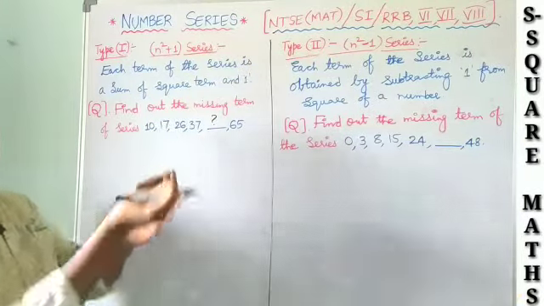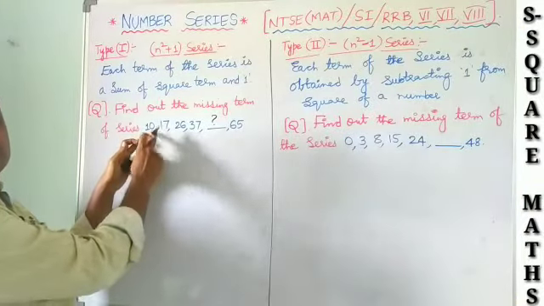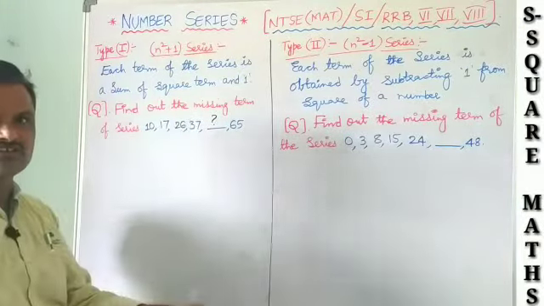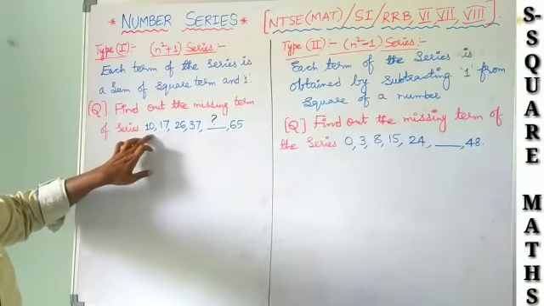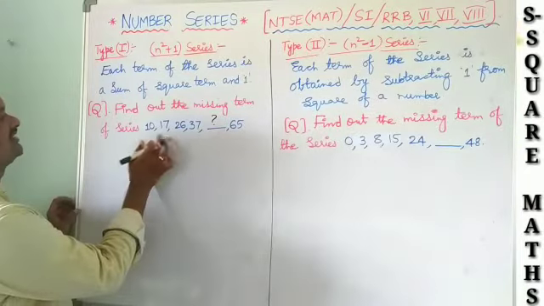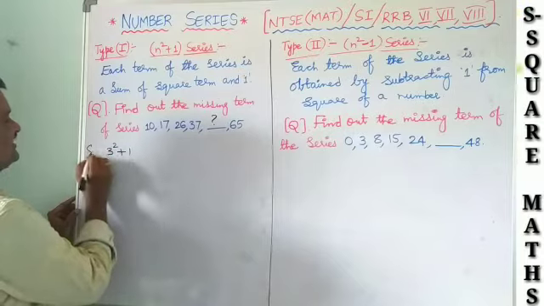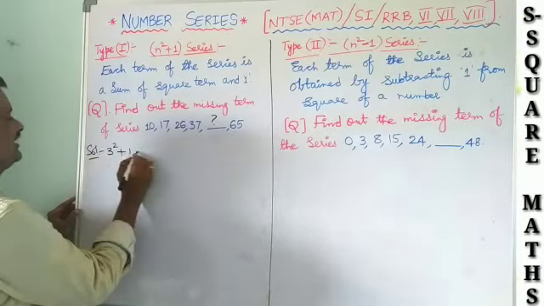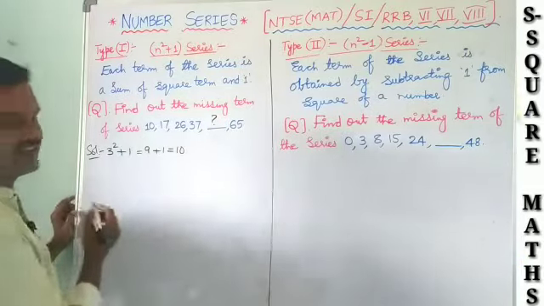So let us start with n equal to 1. 1 square plus 1 is 2, but not 10. So let us stop. Next, 2 square plus 1, nothing but 5. Again, you have to stop. Next, consider 3 square plus 1. You are going to get 9 plus 1, nothing but 10. So here we get 10.